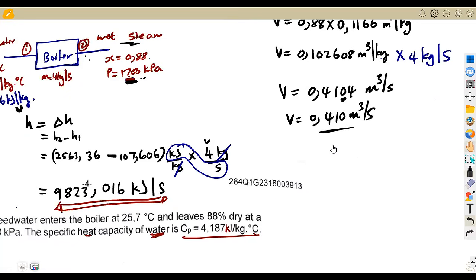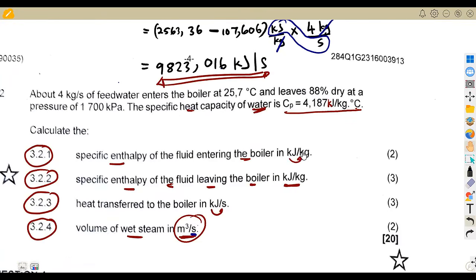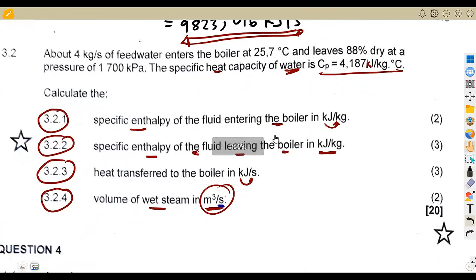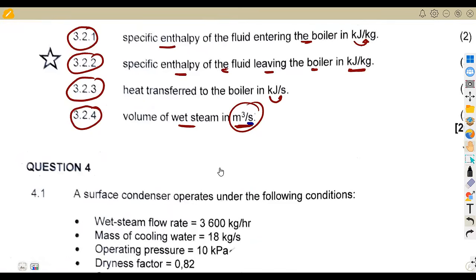Do not worry about rounding off of the answers as long as you have the exact calculations, and you are showing your calculations properly. That is the most important part. So that was it. Question 3, 60 marks.